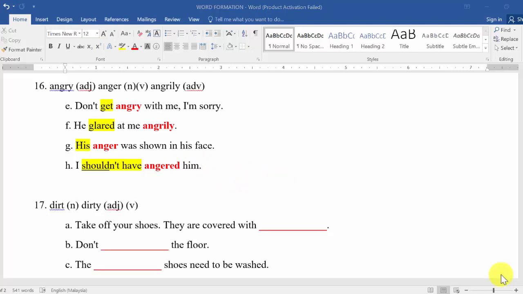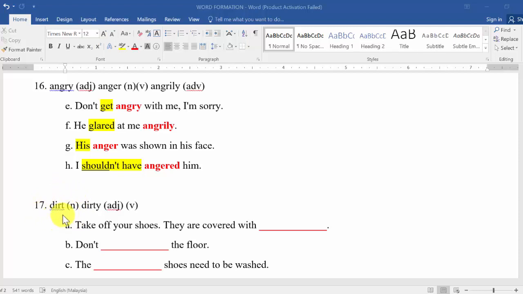Okay, so now let's look at the next question, question 17. We have two words here, which are dirt, noun, and dirty, adjective and also verb. We can look at the first word, dirt. Dirt as a noun means soil. For example, you went for a walk in a park. When you come back home, your shoes will be full of dirt if you walk on soil. So that's the meaning of dirt.